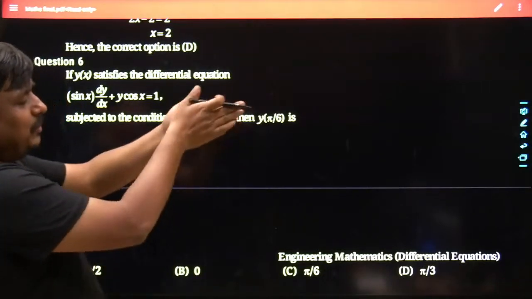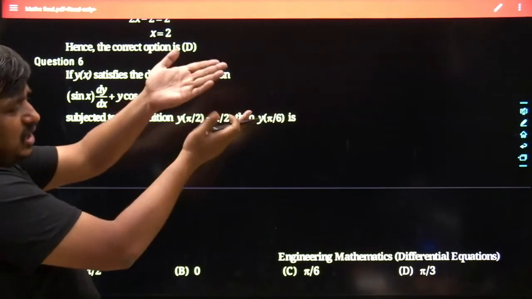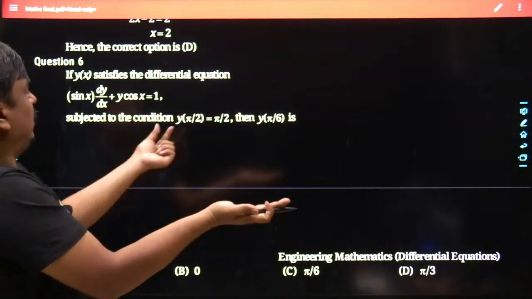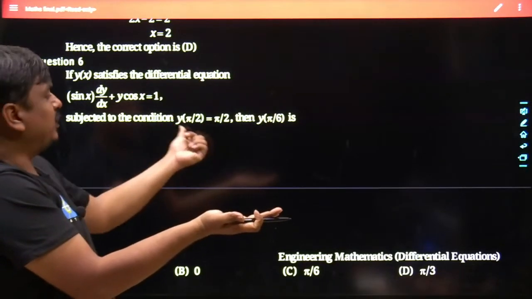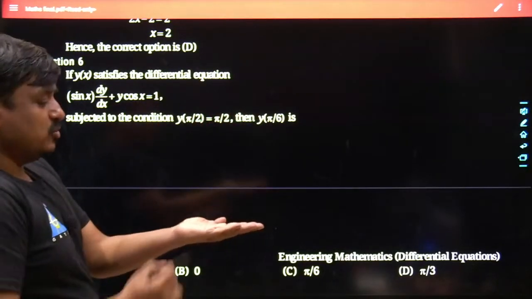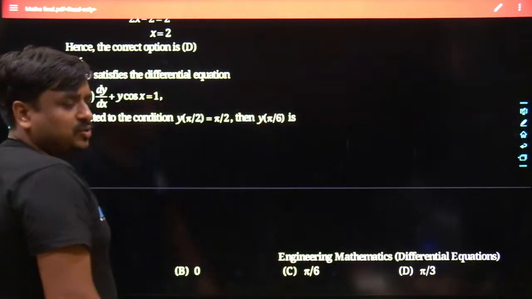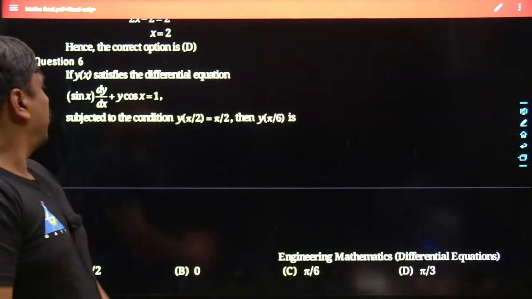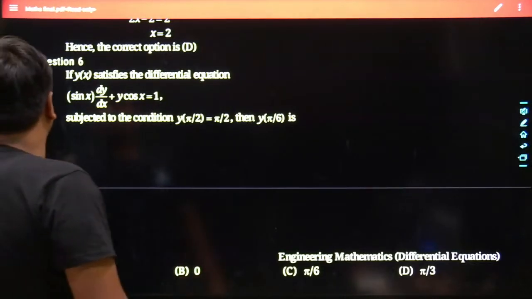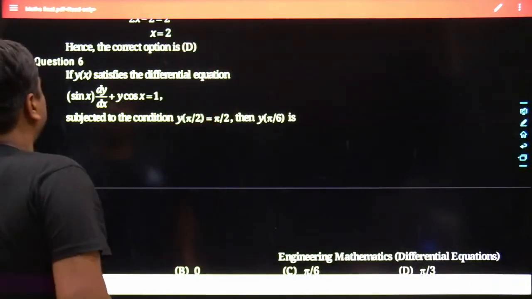With the help of the Leibniz form, we have to find its general solution. By applying y at x = pi/2, you have to find its particular solution, and with the help of the particular solution, by keeping x = pi/6, you need to get the value of y. So may I know what would be your line of treatment for this problem?